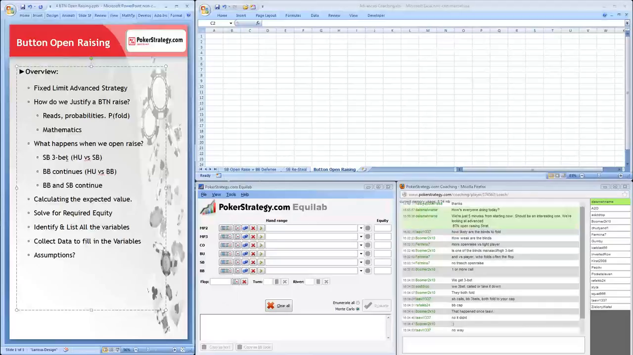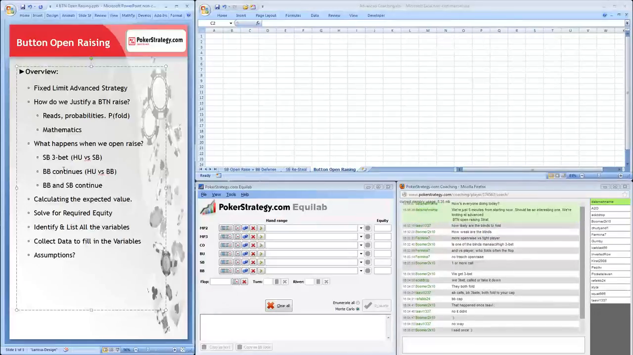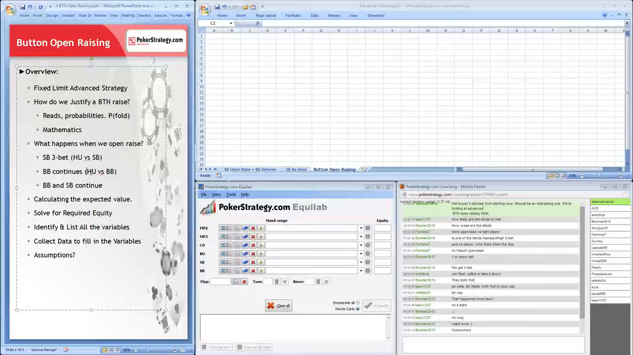So we have three separate probabilities here, right? We have some probability that when faced with our open raise, the small blind is going to enter the pot and the big blind is going to fold, given that the small blind has entered the pot, right? That's option one. Then we have option two, where the small blind folds, right? And given that the small blind folds, the big blind decides to continue, right?